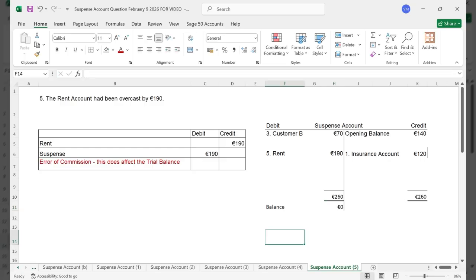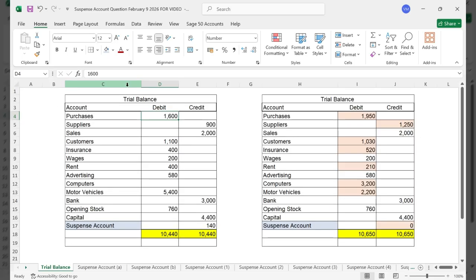If we went back, and again, you don't have to do this. The trial balance doesn't form part of the question. You won't see that in the question. That's your opening trial balance. That's sort of your closing of sorts. You don't need to do any of this. But you'll see the items that have been affected, the purchases, the mistake was there, customers, and so on down along. Basically, the suspense account is now 0.